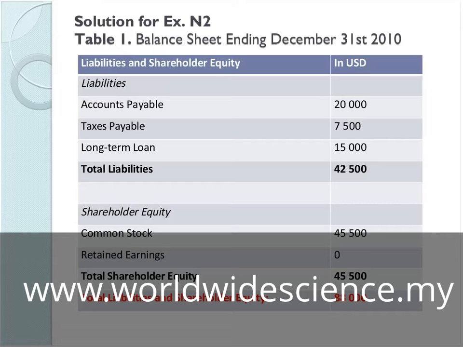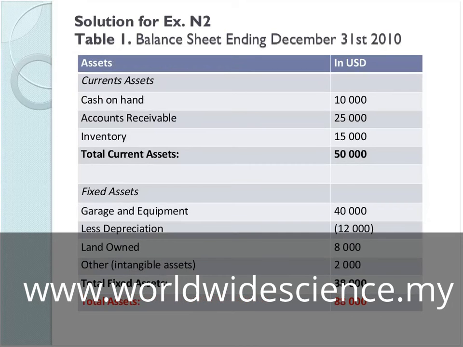45,500, and retained earnings. Do you remember we had the accounts as a retained earnings with a 0? We must show anyway if we have these accounts in the exercise. And here is given the total shareholder equity, 45,500. And in totally, the liabilities and shareholder equity will be 88,000, which is equal to the assets, right?